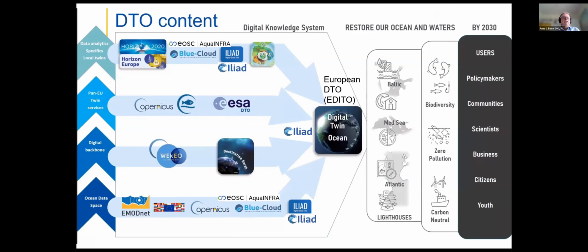As we see from this picture, there is a number of activities leading into observations and data, such as the Blue Cloud project, Aqua Infra project. We have the satellite Copernicus data, we have EMODnet. There is a number of activities, so there is a large family essentially that are all contributing into digital twin of the ocean under this umbrella.